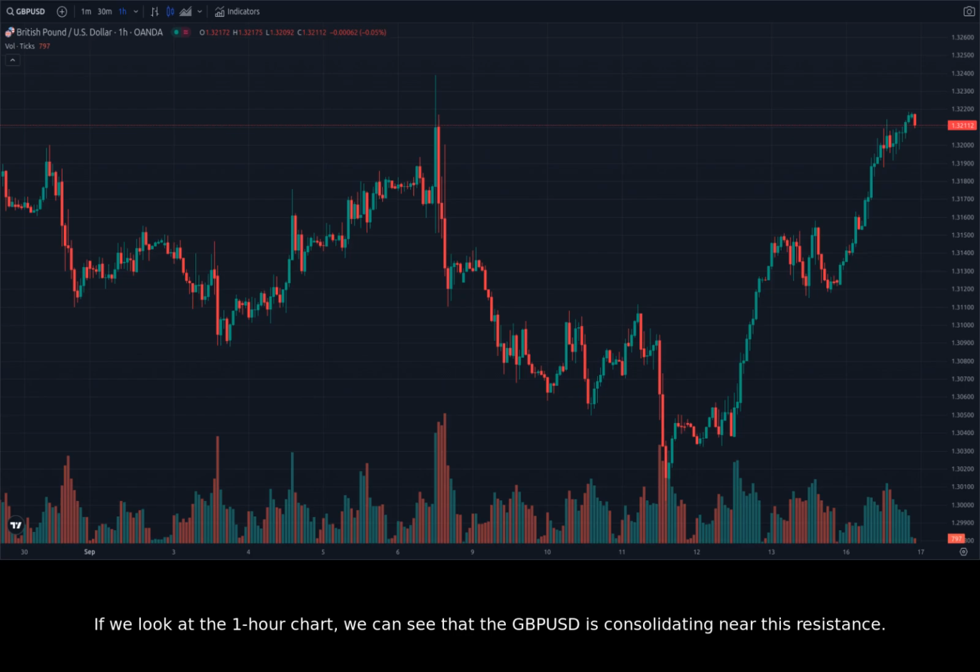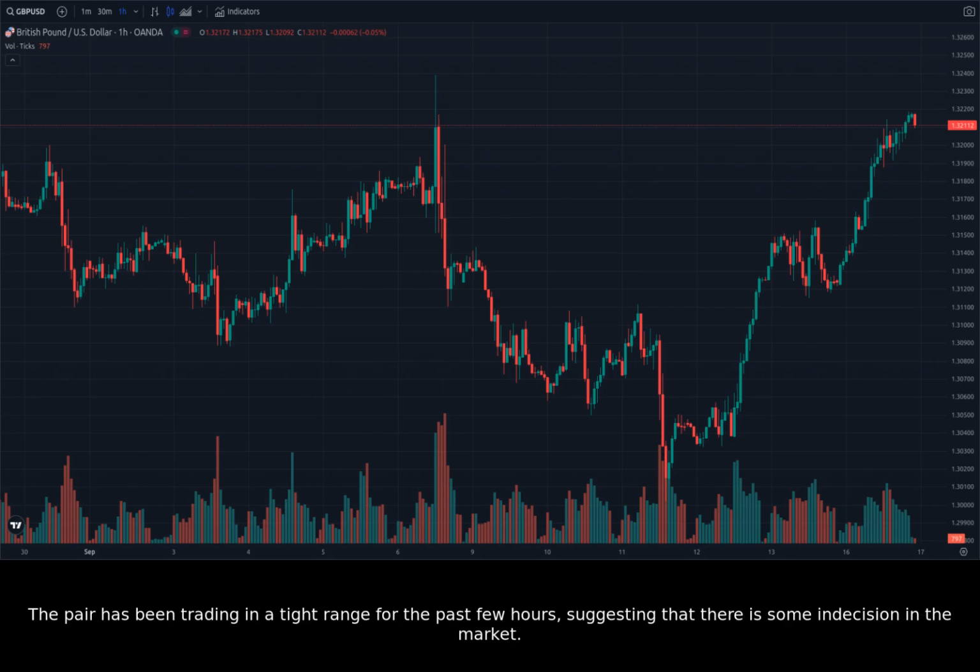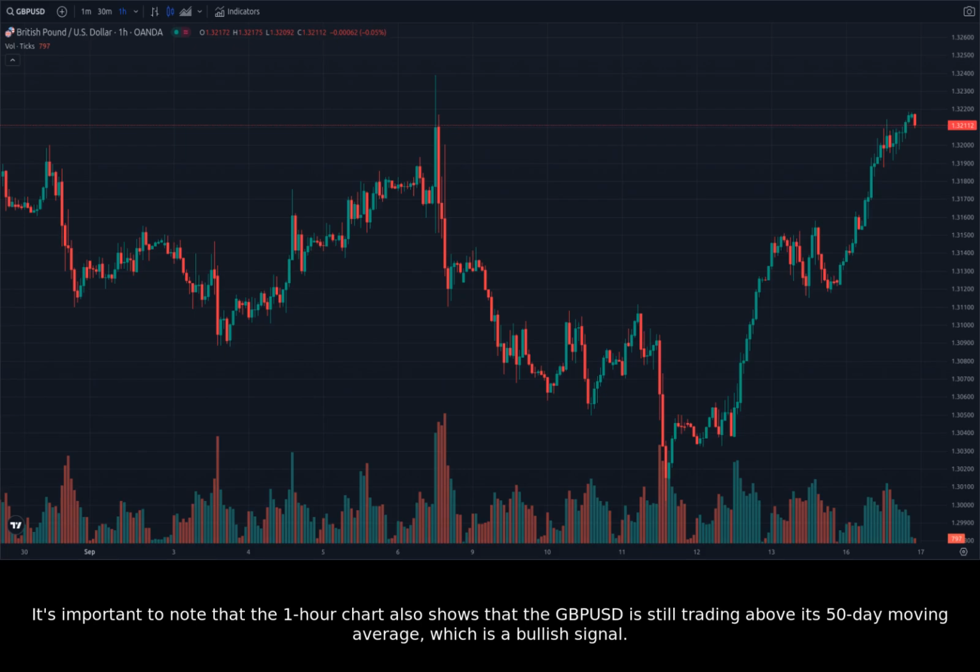If we look at the 1-hour chart, we can see that the GBPUSD is consolidating near this resistance. The pair has been trading in a tight range for the past few hours, suggesting that there is some indecision in the market. It's important to note that the 1-hour chart also shows that the GBPUSD is still trading above its 50-day moving average, which is a bullish signal.